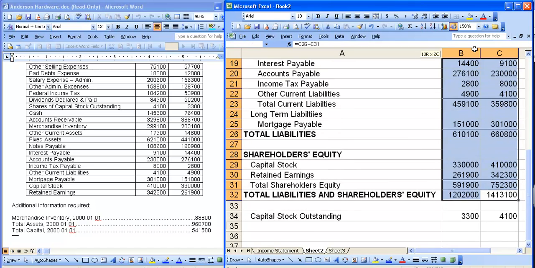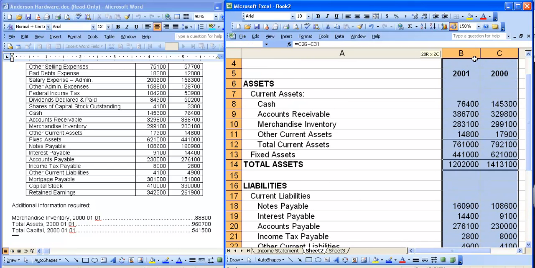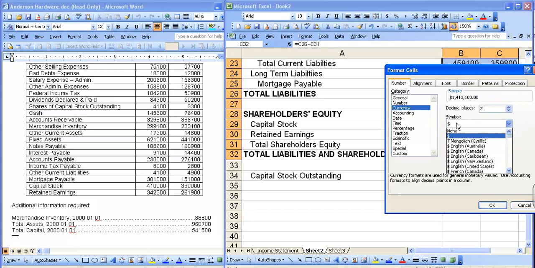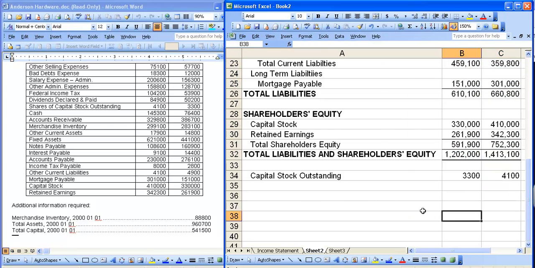The last thing to do is to make all of these amounts into currency with no decimal places and no symbol. Alright, so there you have the comparative income statement and comparative balance sheet.